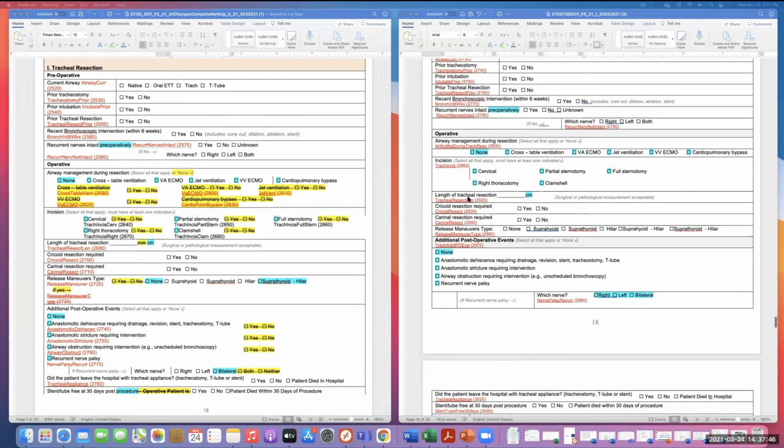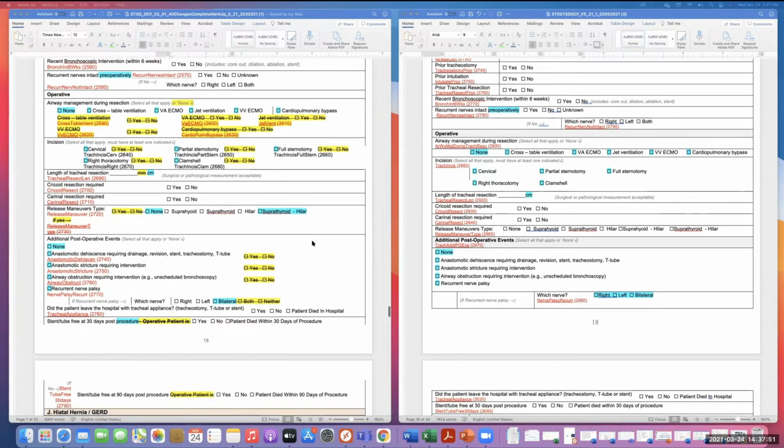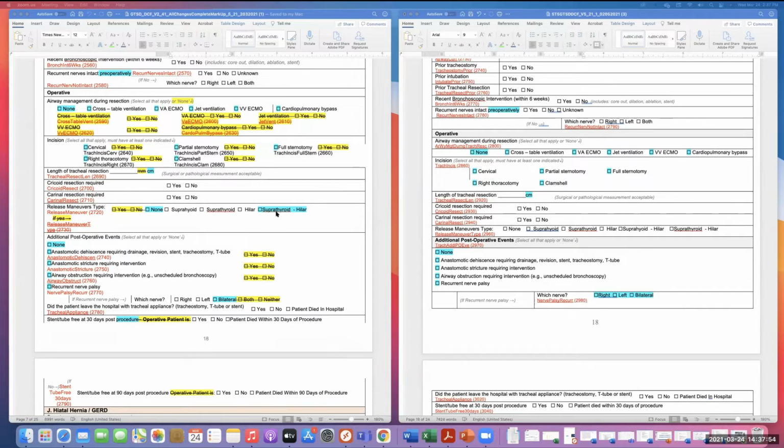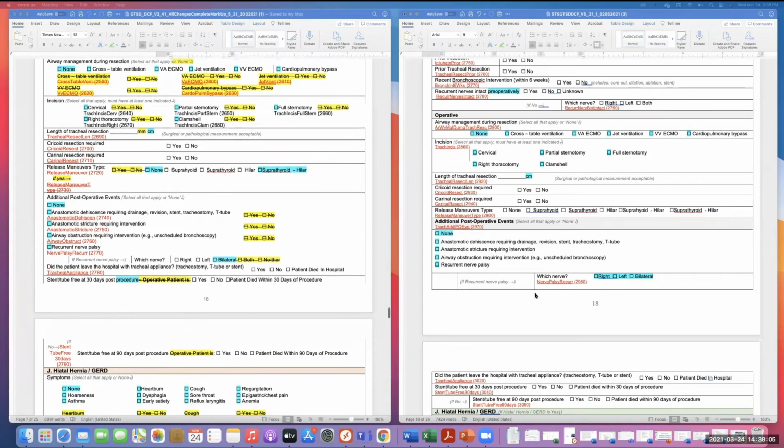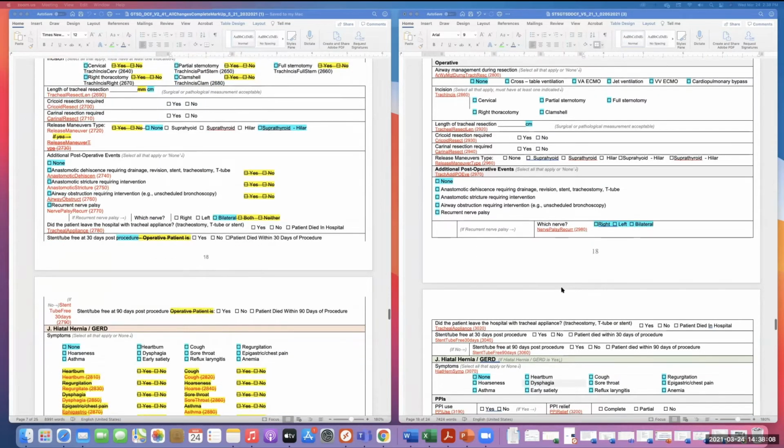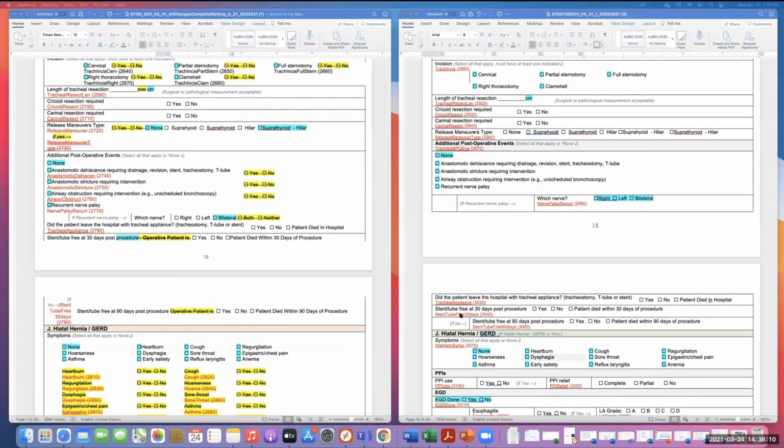We changed the length of tracheal resection from millimeters to centimeters. And we added in this suprathyroid hilar option under the release maneuvers. But no real main changes here. I guess we did provide a little bit of clarity here regarding the stent tube free at 30 days, on just yes, no, or patient died within 30 days. And then if no, was the patient stent tube free at 90 days. Similar parent-child relationships, but no major changes.